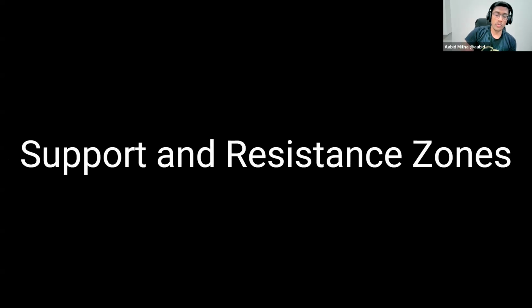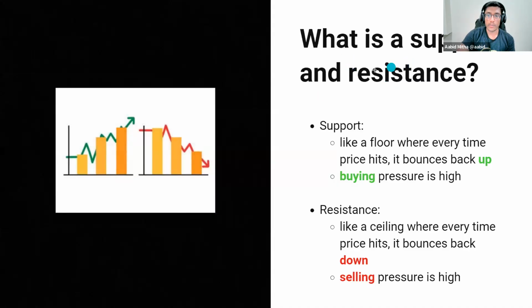Now let's move on to zones. When it comes to zones, we have two types of zones. They usually go by support zones and resistance zones. When it comes to support and resistance, again, it is a simple topic. You can think of support as a floor: every time the price hits the floor, it bounces back up, right?